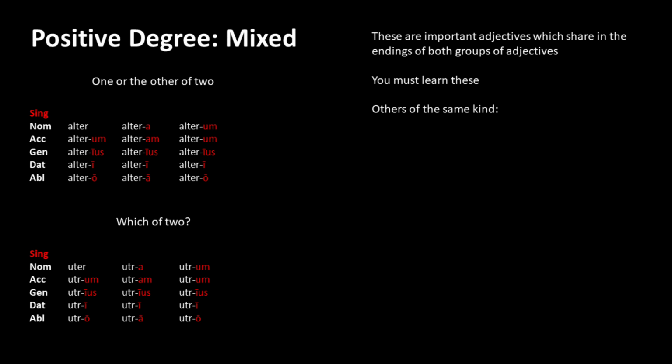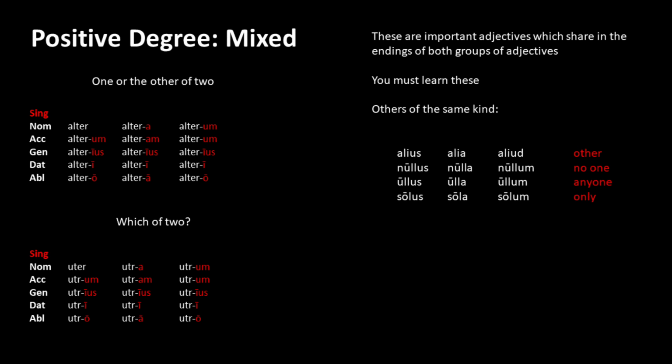And here are the others of that kind. Alius, alia, aliud, other. Nullus, nulla, nullum, no one. Ullus, ulla, ullum, anyone. Solus, sola, solum, only. Totus, tota, totum, whole, or entire, or complete, or total. No, total, take it as total. Unus, una, unum, of course one.